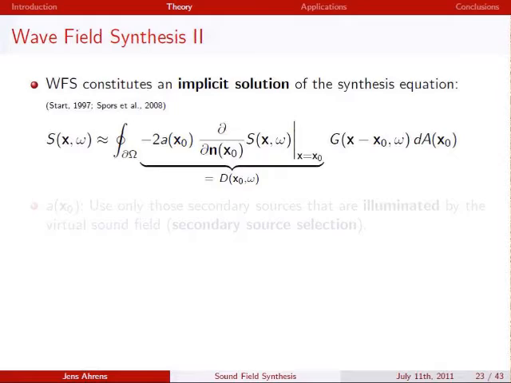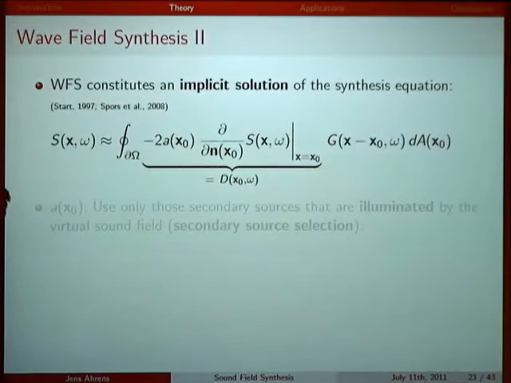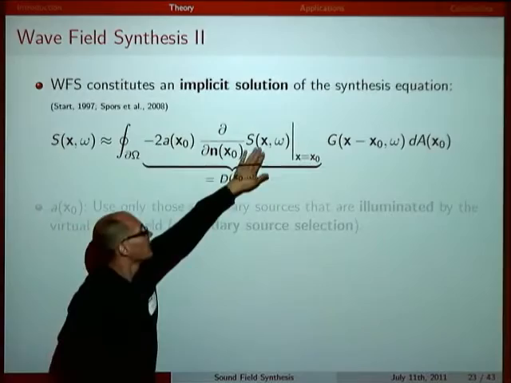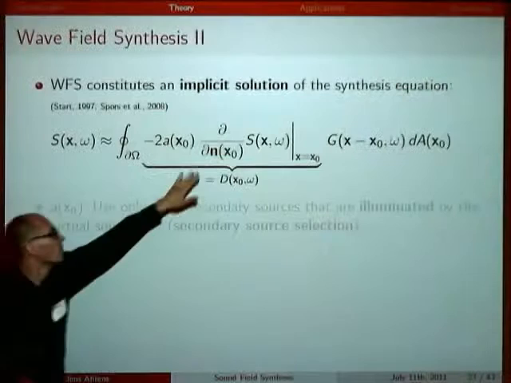Actually, this is a little bit simplified, but it represents what I want to say. I want to say that we find the driving function without solving the entire equation, from the physical relationships between the sound field on the boundary and the sound field in the volume. We can calculate the driving function. I want to emphasize that this S and this S, this is the same. So if we know the sound field, we have to take some gradient and we have to do some selection of the secondary sources. We cannot use them all.